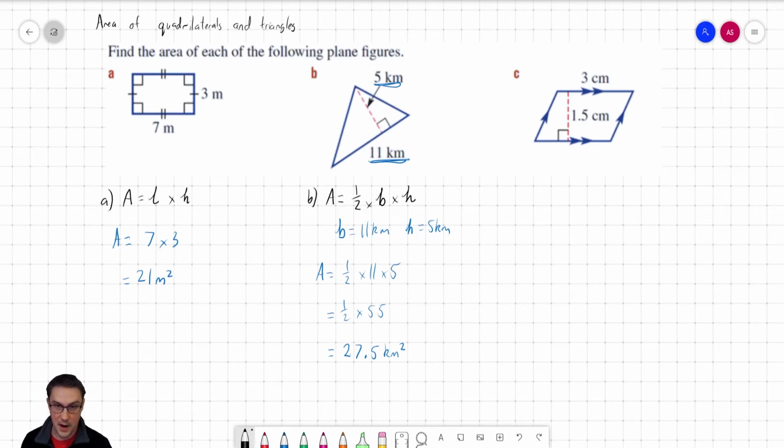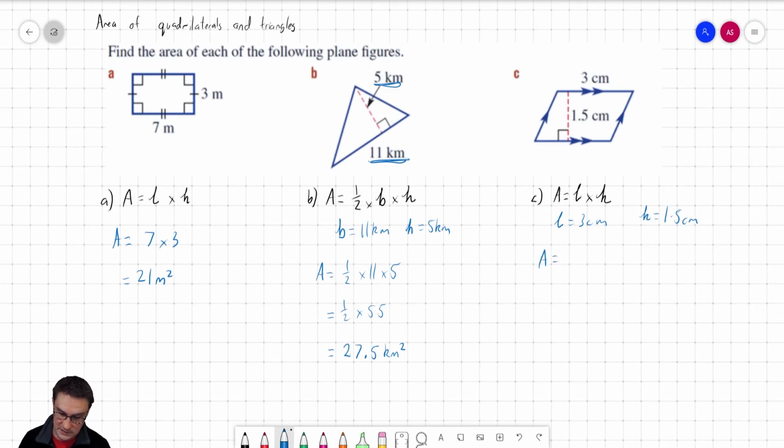Now, in part C here, this example, we've got what's called a parallelogram. When we're doing a parallelogram, it's very similar to how you would find the area of a rectangle, in the way that we calculate it by the length times its height. So in this case, we've got a length which is equal to 3 centimeters, and we've got a height which is equal to 1.5 centimeters.